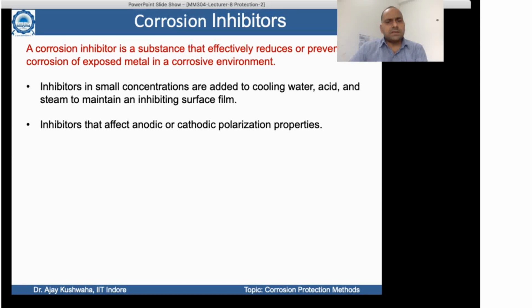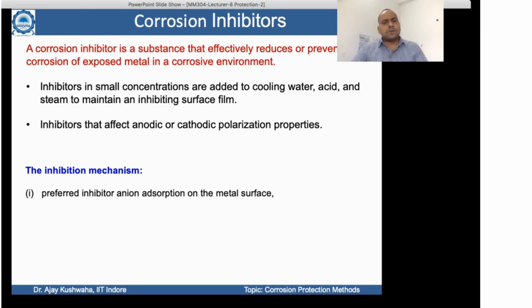One more point: inhibitors affect anodic or cathodic polarization properties. You know corrosion is caused by the reaction at the anode, and anodic and cathodic reactions take place at different places within the same material, due to which we get the corrosion behavior. Or maybe the material, let's say, is working as an anode somewhere, and that has its own polarization potential. So if we add any inhibitor, it generally reduces that polarization potential. So it affects the anodic or, depending upon the type of inhibitor, cathodic polarization properties, and by controlling this property, it also reduces the corrosion rate.